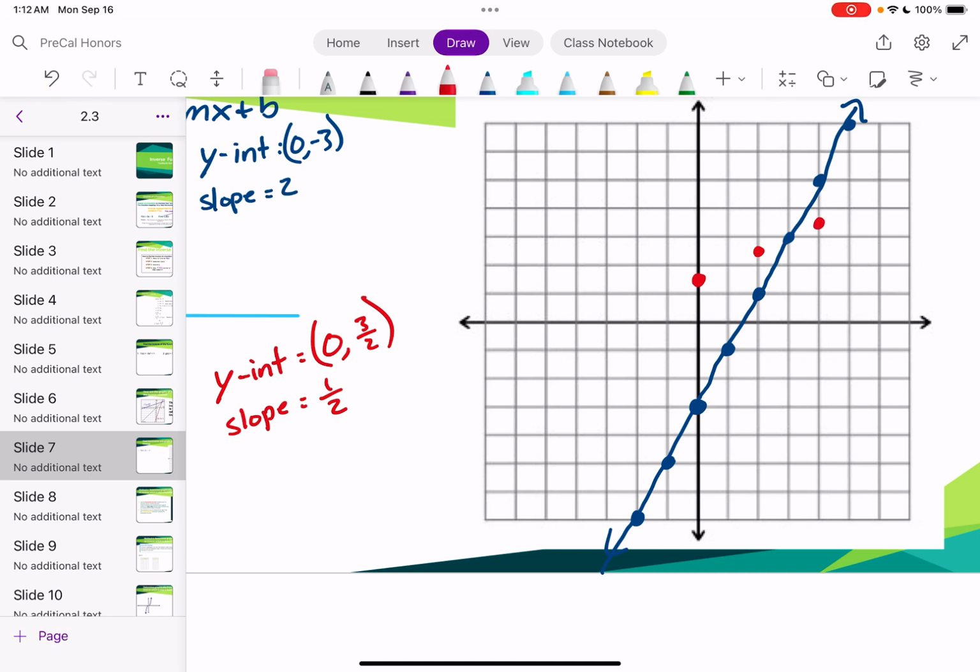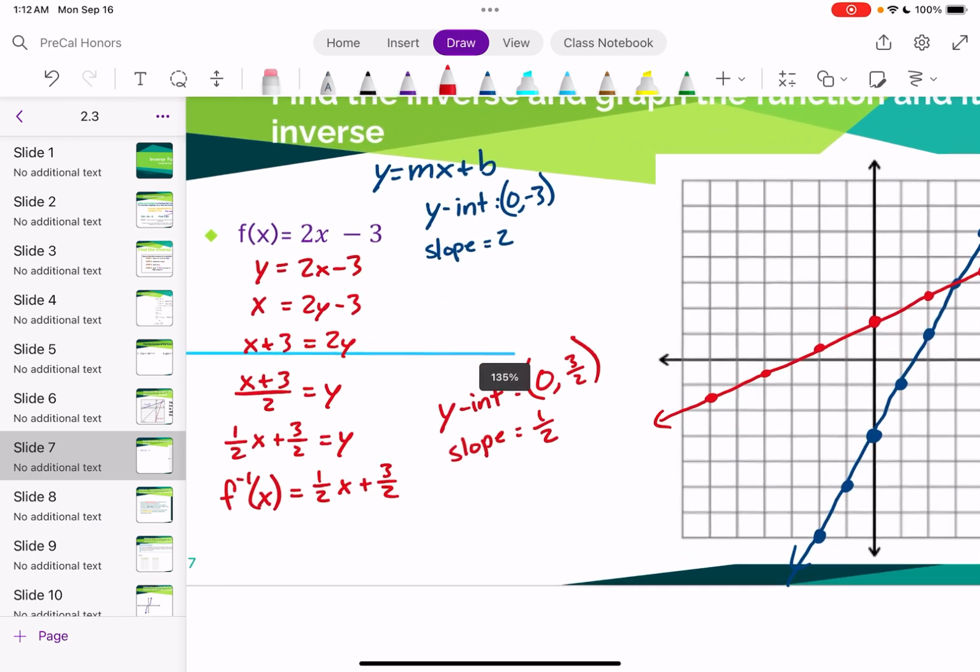Right there. Up 1 over 2. And we're also going to go in the opposite direction, which means we are dropping down 1, left 2, 1, left 2, 1, left 2. We're going to go ahead and connect our dots. So here we have our inverse line.